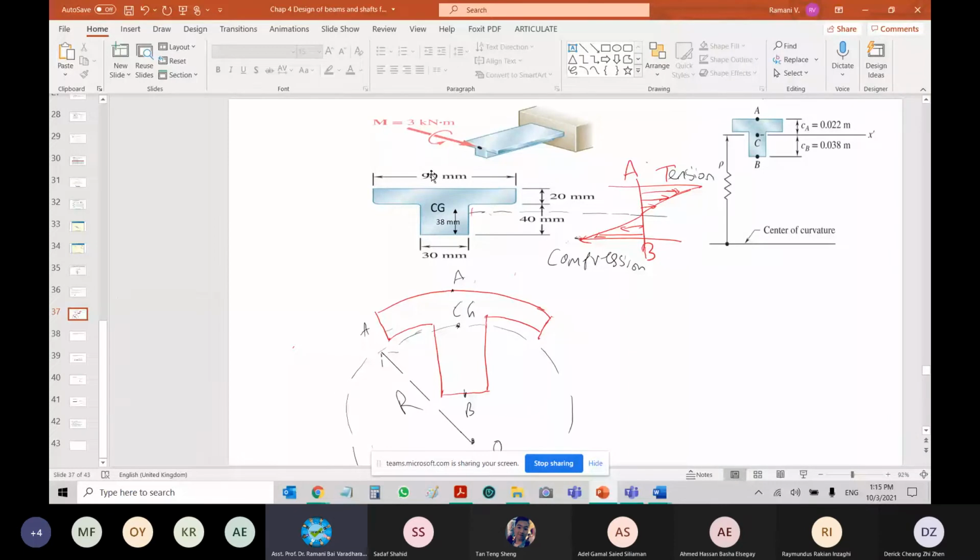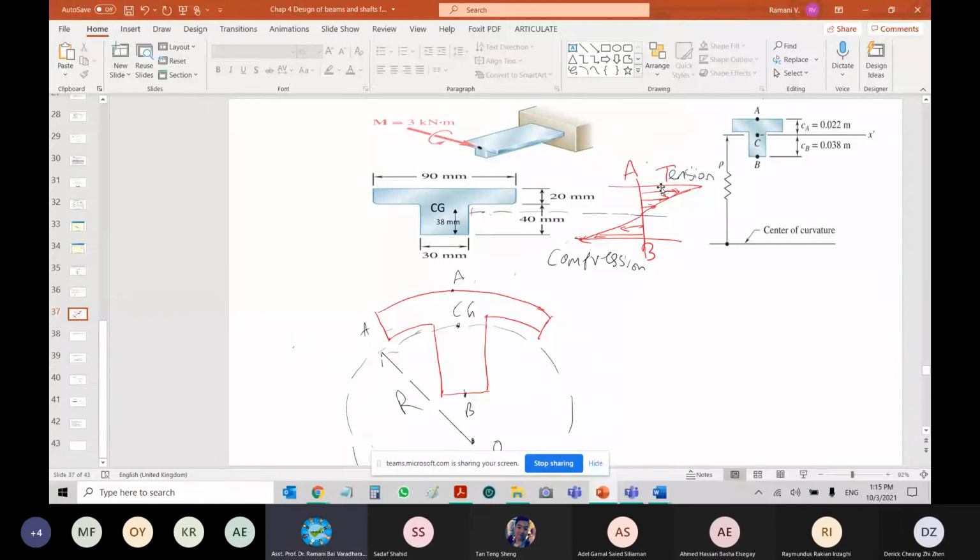What do you call? One moment. Sagging. This is sagging, right? Hogging is inward. Sagging moment. This is a sagging moment. So you have it like this. When you draw the diagram, you will have the profile. Either you can put it in one direction or the opposite direction, okay. Doesn't matter.